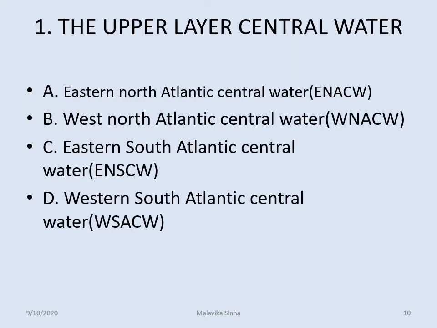Okay, straightforward, come to the first part, that is the upper layer central water mass. First we have to define the upper layer. What do you mean by upper layer? Here, the depth of the ocean water from the surface up to 500 meters is defined as the upper layer. So the upper layer of central water masses of the Atlantic is segmented into four parts.